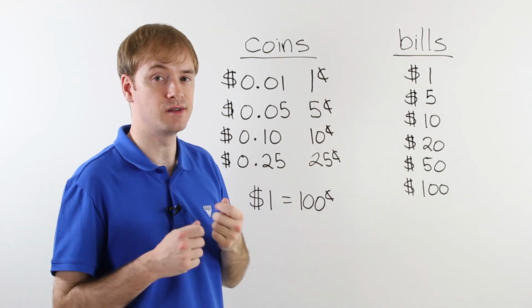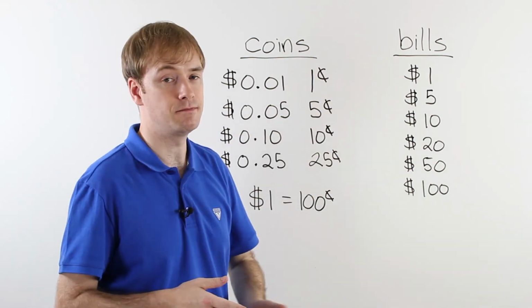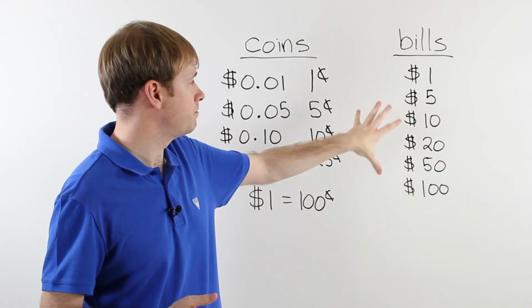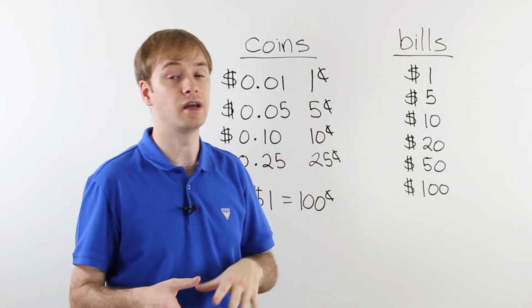Again, the bills, that's the paper money. They have 6 main ones. All right, so that is the coins, that is the bills. Let's do some practice on how to express the money.